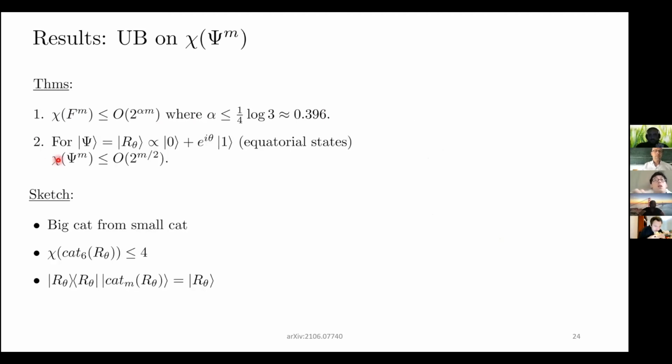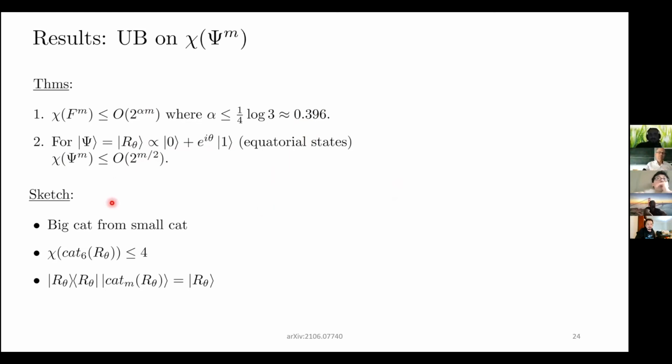So in addition, we showed an upper bound on the stabilizer rank of general equatorial states. Equatorial states I write as R theta. They're states of the form 0 plus some phase times 1, so they live on the equator of the Bloch sphere. And we show that the stabilizer rank of an equatorial state is upper bounded by 2 to the half m. So now this exponent is a half rather than 0.396, but this is for a general class of states now.